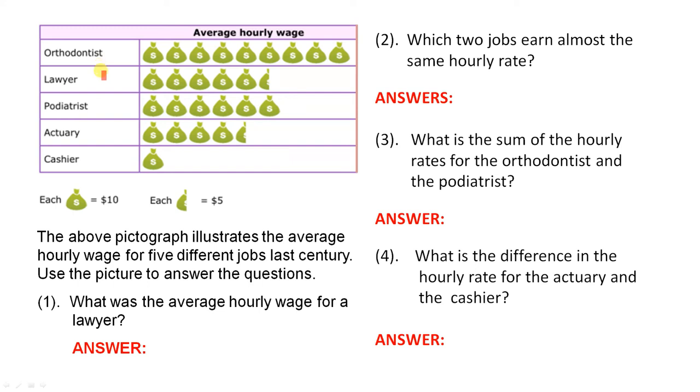So we go to lawyer. Remember, one bag is 10, half a bag is 5. 10, 20, 30, 40, 50 plus 5 is 55. Okay, $55.